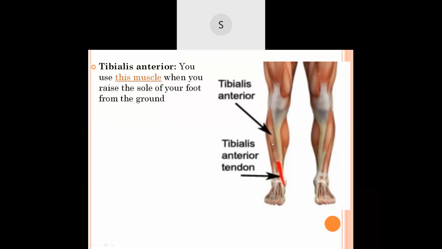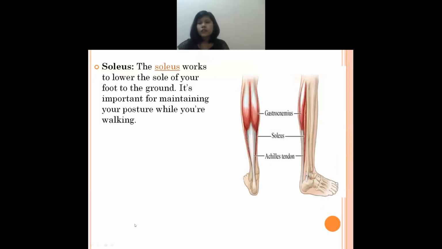Did you get my point? So the tibialis anterior helps in raising your foot from the ground. You raise your feet sometimes, how? Maybe by jumping. You also raise your feet while walking. You lift up your leg and walk, don't you? So it helps even in lifting up the sole of your foot. Sole means the down portion of your foot. Understand? Did you understand tibialis anterior?